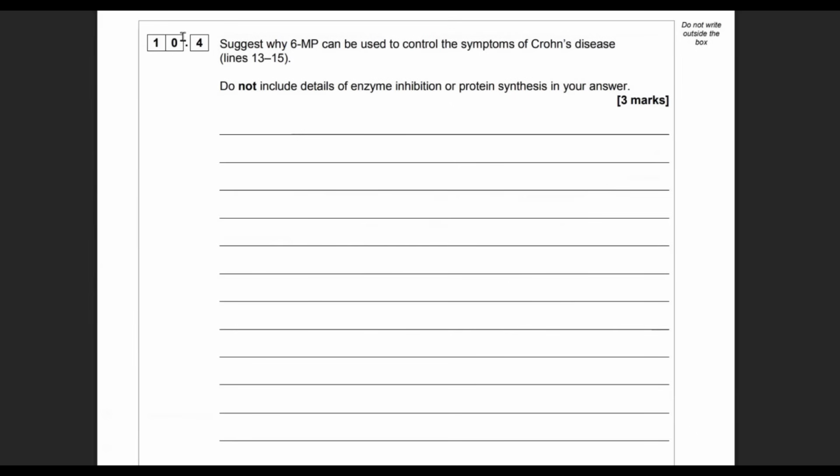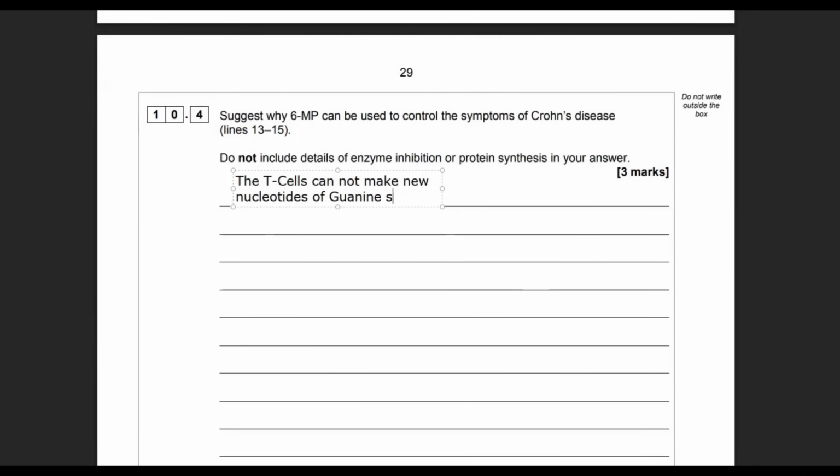Right, 10.4. We're near the end of the paper and I'm knackered. Suggest why 6-MP, I'm not even going to pronounce that one, that was really hard, can be used to control the symptoms of Crohn's disease, lines 13 to 15. Do not include details of enzyme inhibition or protein synthesis. Thanks for that. So guanine.